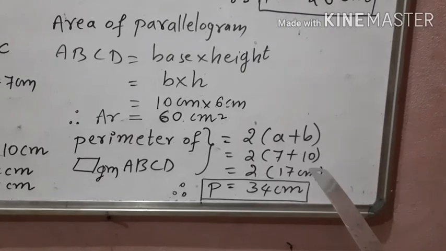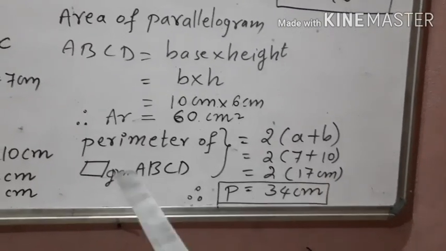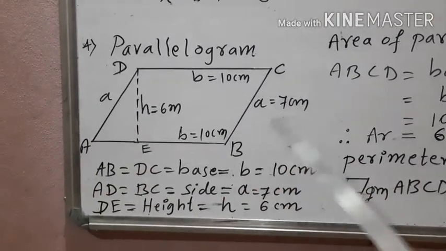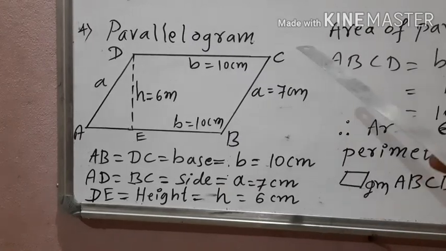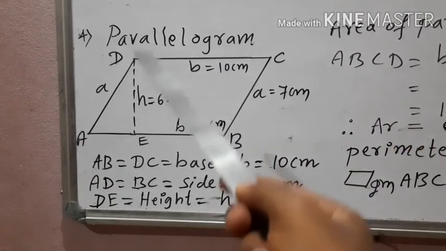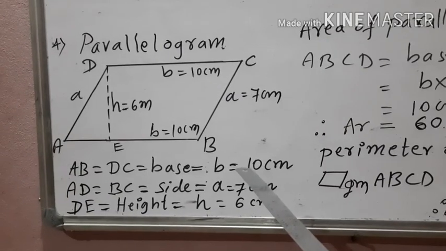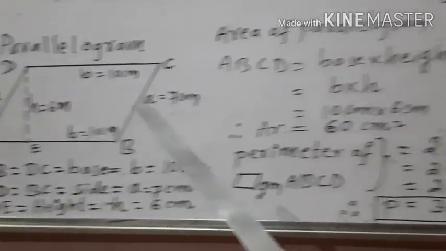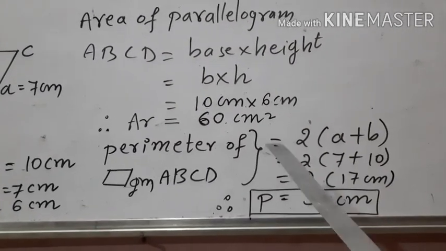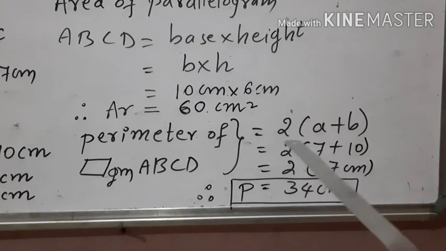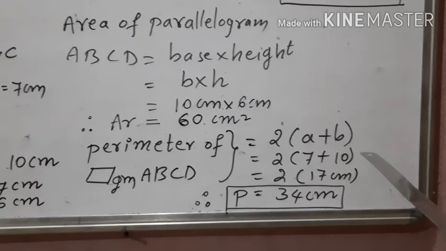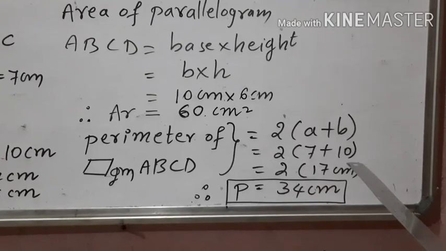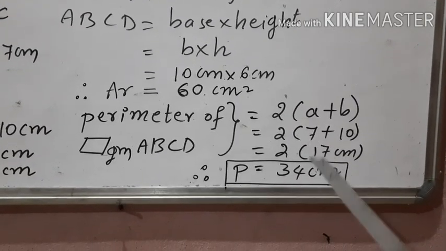Okay. And now you see, if I ask you the perimeter of parallelogram ABCD, it is one full round length of this object, that is AB plus BC plus CD plus DA, right? Here DA is A units and AB is B units and BC is A units, CD is again B units. Therefore children, we have the perimeter of parallelogram ABCD is equal to 2 times (A plus B). So 2 into (7 plus 10), 7 plus 10 is 17, 17 2s are 34.